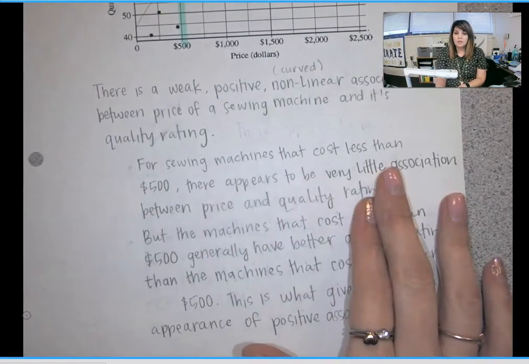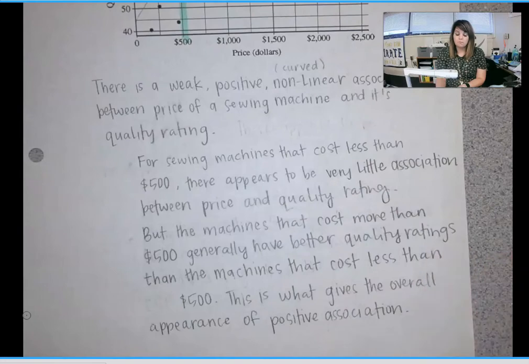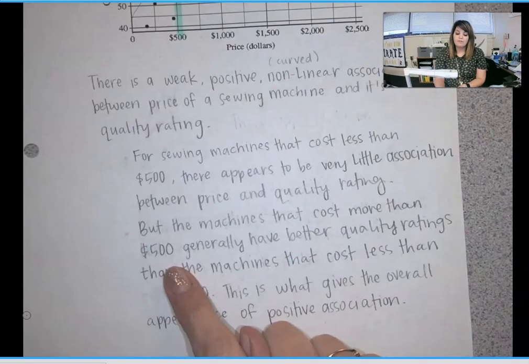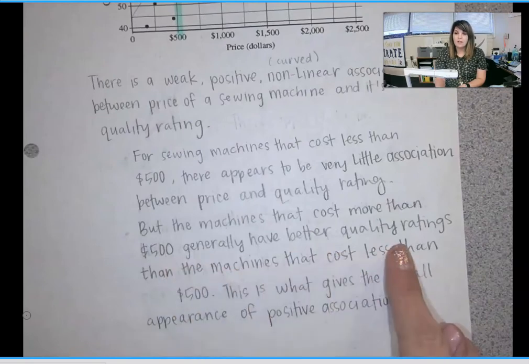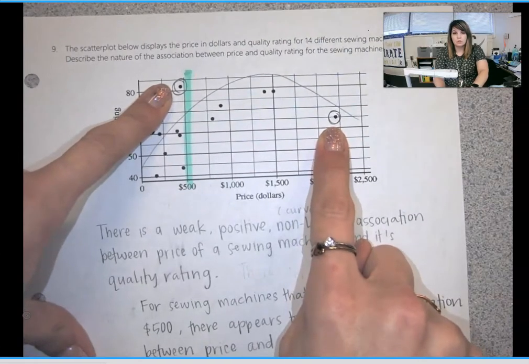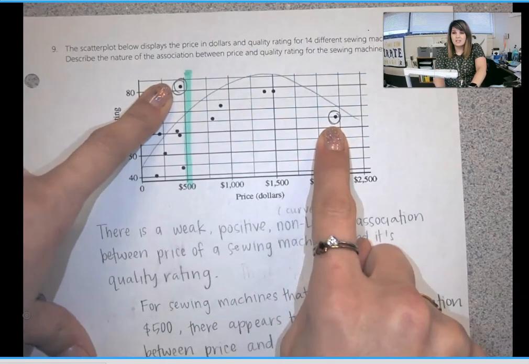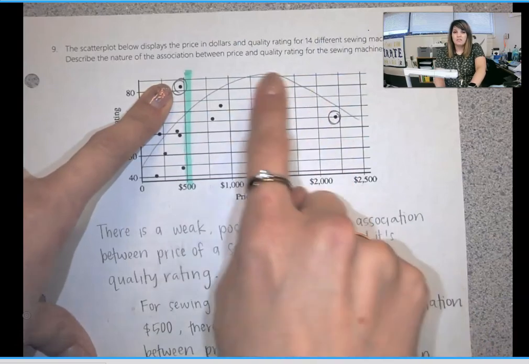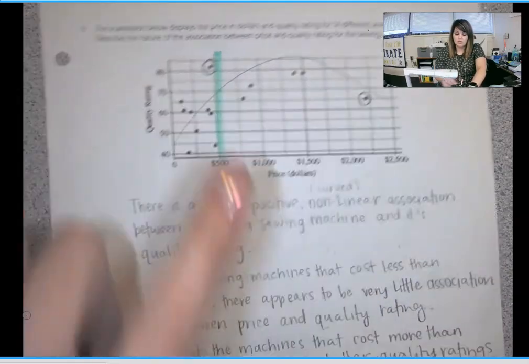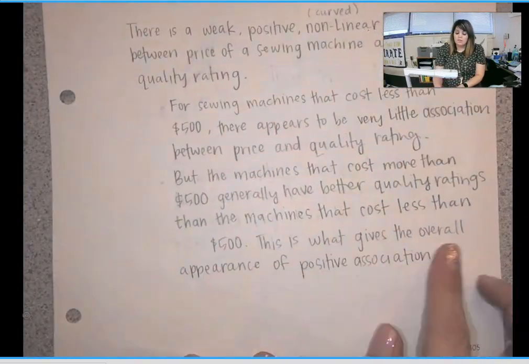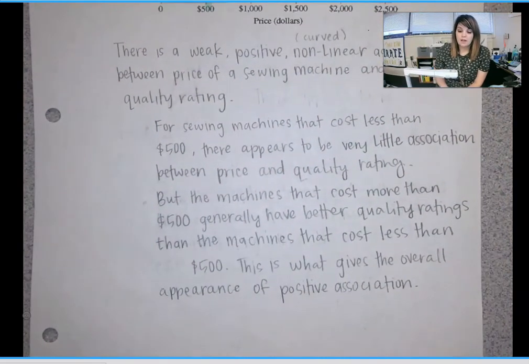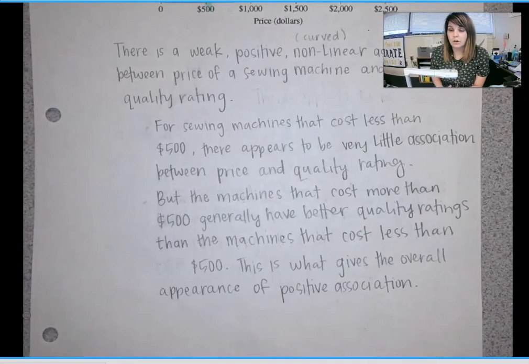So I say there appears to be very little association, less than $500, but the machines that cost more than $500 generally have better quality ratings. In fact, there's only 2 that don't, and I circled those. So that's 67% of these sewing machines had better ratings than these sewing machines. This is what gives the overall appearance of positive association. And that is a complete answer that would earn full credit.